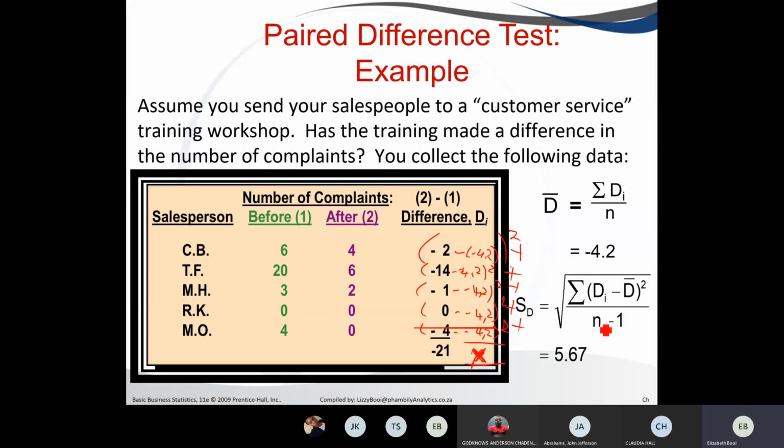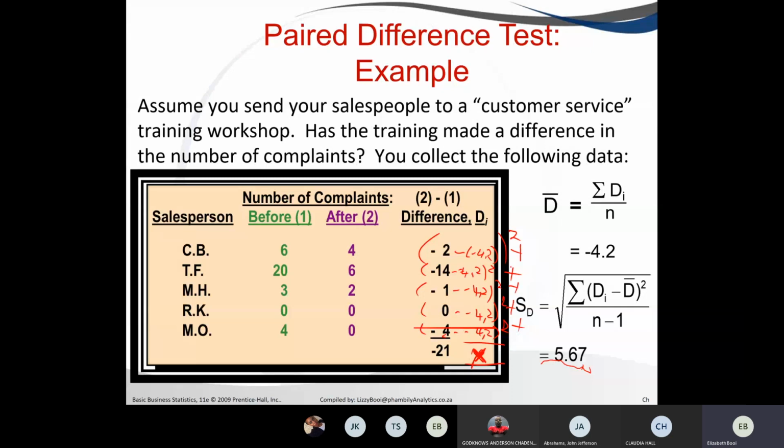Divide that by n minus 1, and n minus 1 will be, there are 1, 2, 3, 4, 5. There are 5, so it will be 5 minus 1, which is 4. So you will get the answer there and divide it by 4 and take the square root of it, and it will give you 5.67. And that's how you calculate the standard deviation. And once you have calculated all this, then it's easy, because we're going to use this at a later stage when we calculate the t-test.